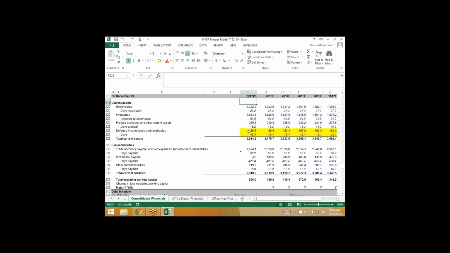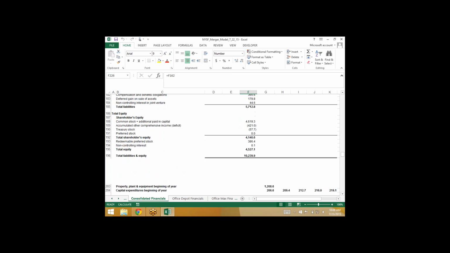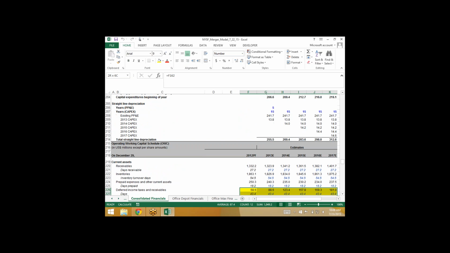Just one thing is, I think yesterday I pulled in the wrong deferred income taxes. I think I pulled in the long term. So if you have the model that I sent you yesterday and you're working off of that, then that's fine. But if you're working off of your own, F226 should be pulled in from F162. Yesterday in class, I pulled it in from the long-term deferred income taxes. We're obviously dealing with working capital, so it should be the short-term. Sorry about that. That's why that's highlighted.